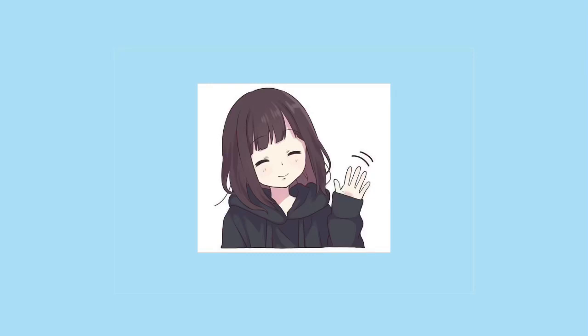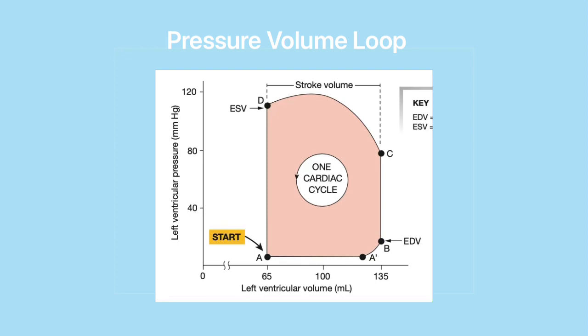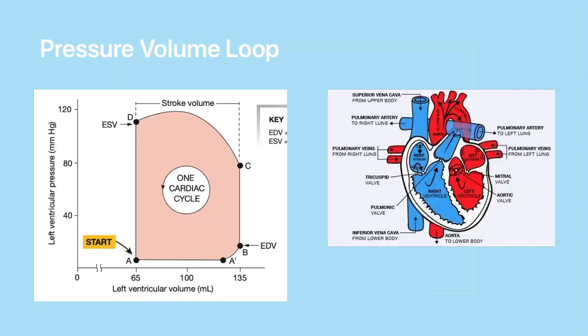Hello, in this video I will explain what a pressure volume loop is. A pressure volume loop is a graph that represents the changes in volume and pressure in the left ventricle over one cardiac cycle. At point A, the left ventricle is relaxed and has the minimum amount of blood and pressure.